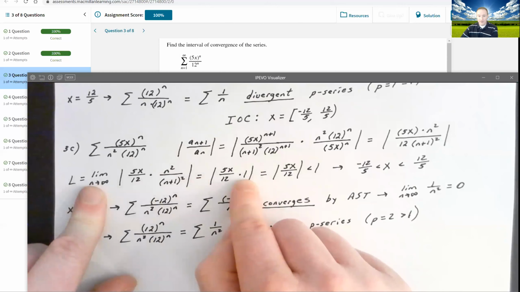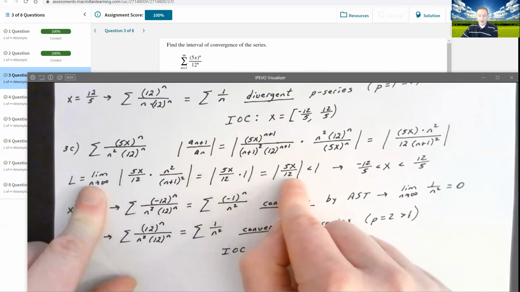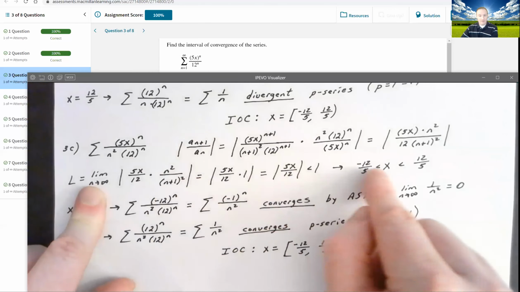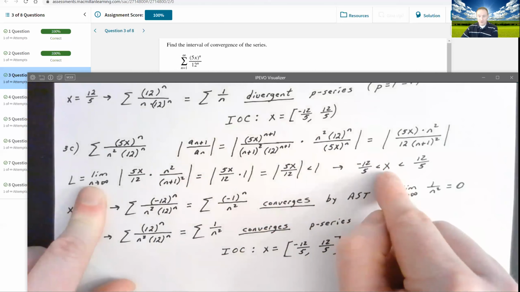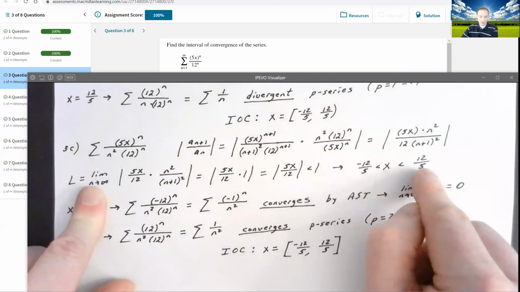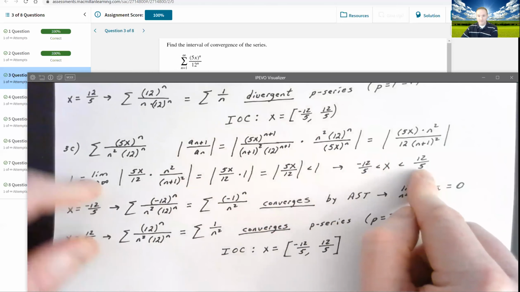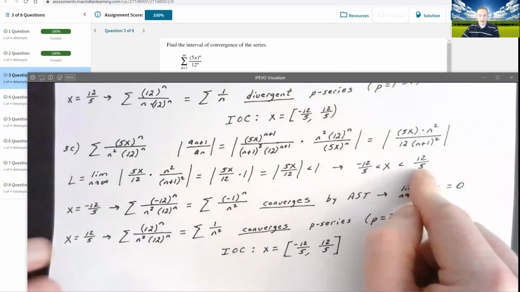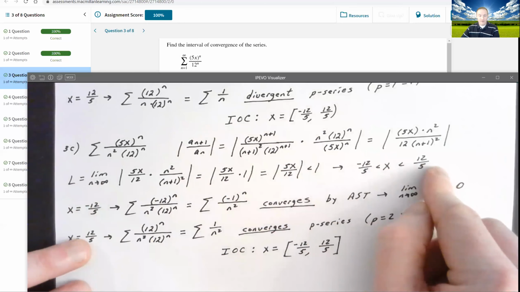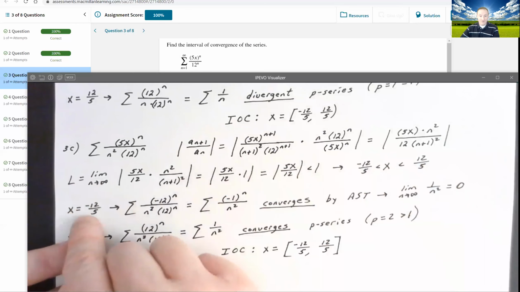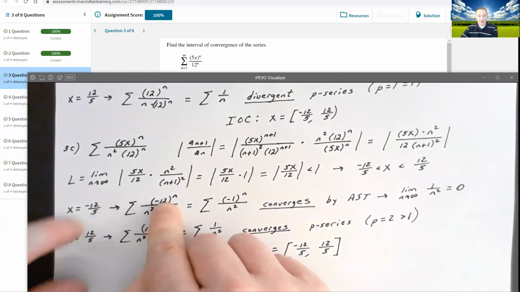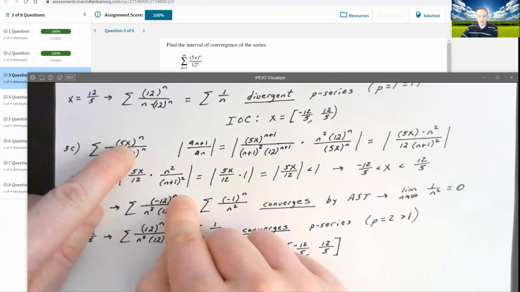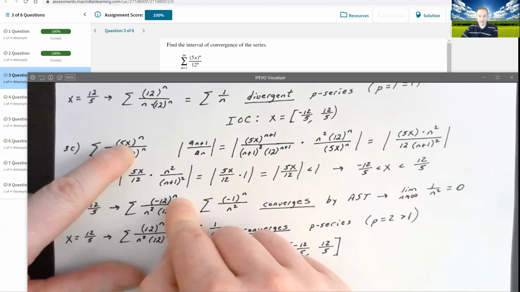So I take the limit and I just get the absolute value of 5x over 12 for yet a third time. And that tells me that this series converges if x is between negative 12 over 5 and 12 over 5. But now, what happens at the endpoints? When I plug in negative 12 over 5, my numerator becomes negative 12 to the n, just like it did in the other two cases.